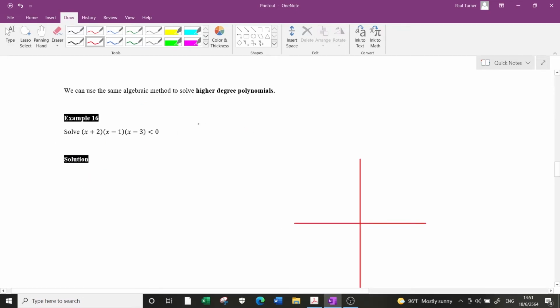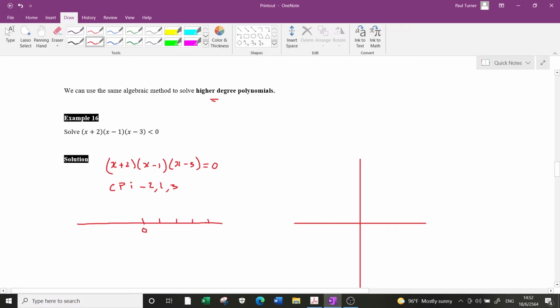We can also use the same algebraic method to solve these higher degree polynomials. And you can see here we have a cubic polynomial. So let's write it out. x plus 2, x minus 1, x minus 3. So let this equal to 0. And this will give us the critical points. So in this case, the critical points will be -2, 1, and 3.